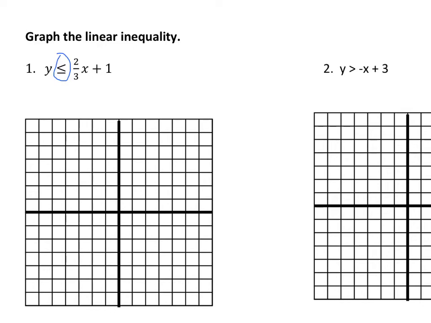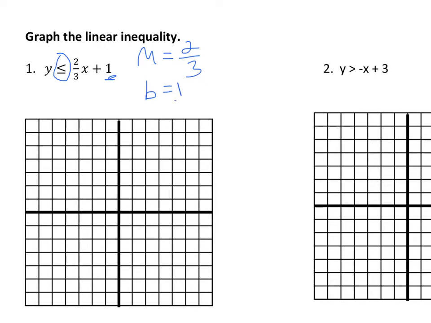So really, most of these problems, if you can graph lines, they should be very simple. The only thing we're going to add at the end is we're going to shade either above or below that line, depending on the inequality symbol that you have. So if I look at this one, the slope is 2/3, and the b value is the 1. Okay, this is never going to go away. You always have to know how to graph in slope-intercept form.